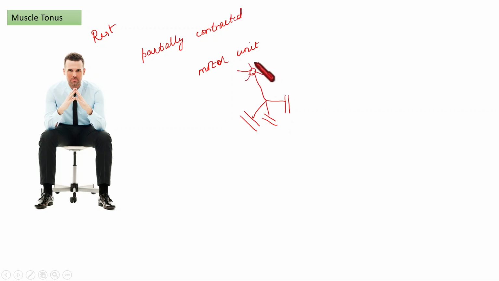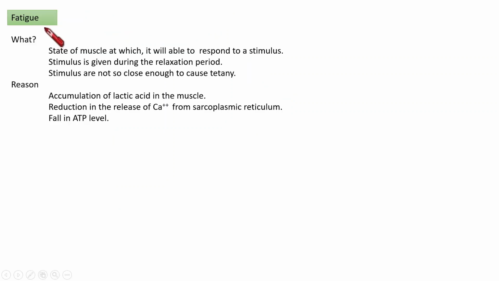So, a few motor units keep on constant activation to keep some muscle fibers in all skeletal muscles in a partially contracted state to maintain the posture of that person while at rest. Okay, next is about fatigue. What is fatigue? It is a state or condition of the muscle, and during that state, that muscle will not be able to respond to a stimulus to produce a powerful contraction.